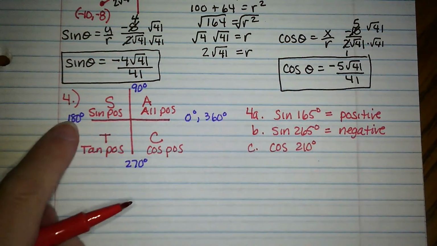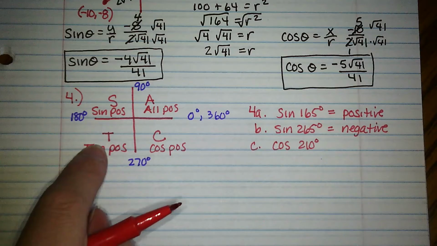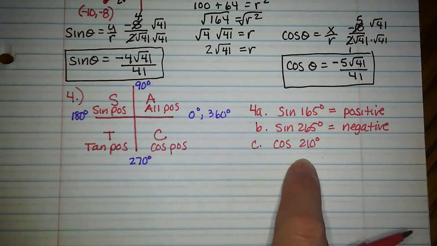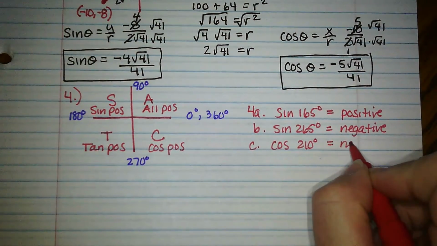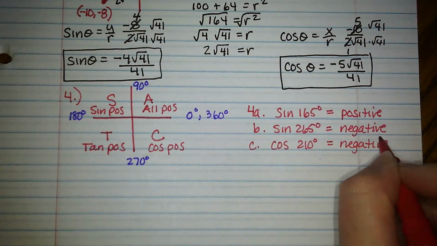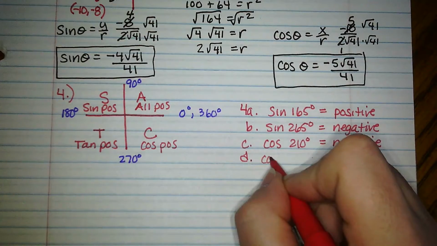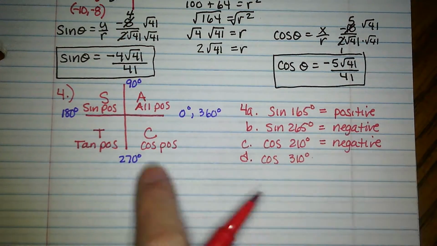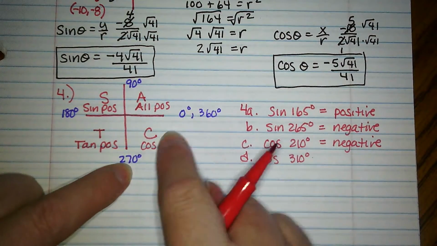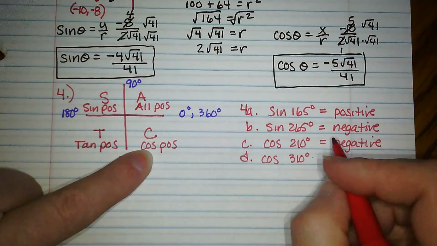The third one is cosine 210. 210 falls between 180 and 270, and again, tangent is positive, so cosine 210 is negative. In the next one, we have cosine 310. Cosine 310 is between 270 and 360. 310 is here where cosine is positive.